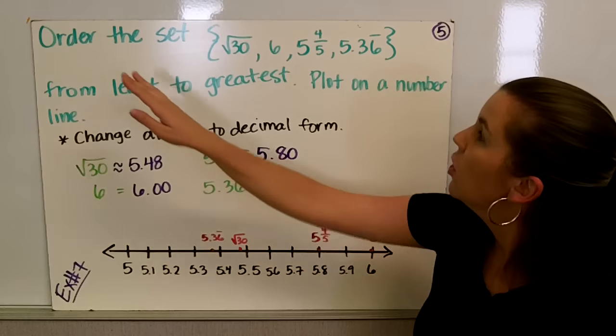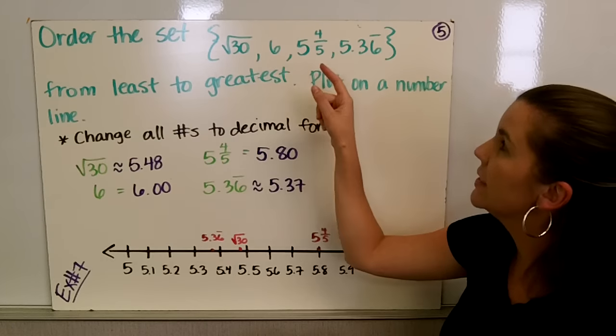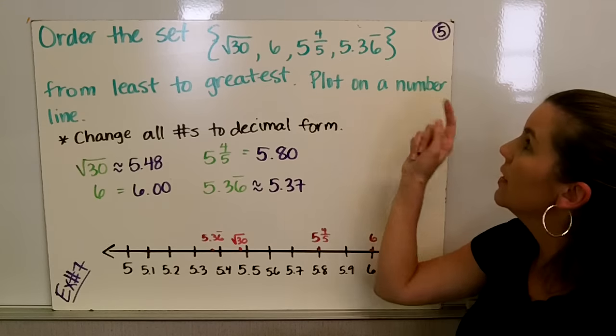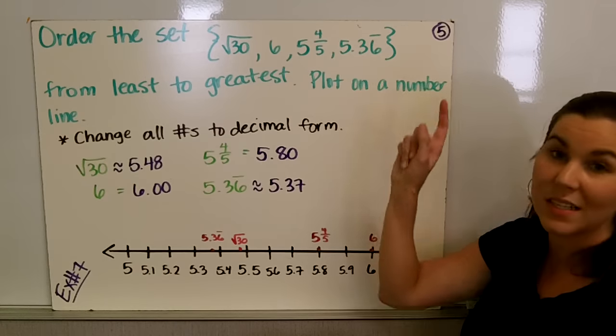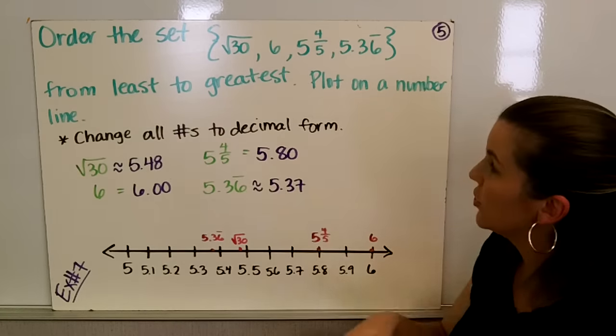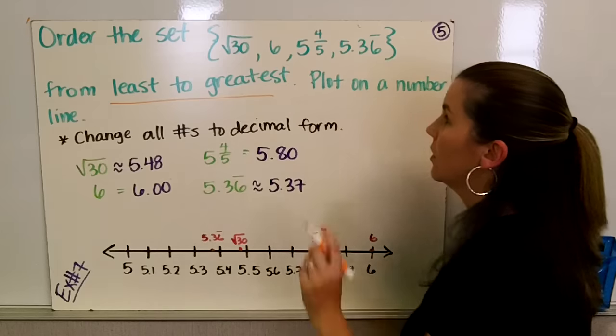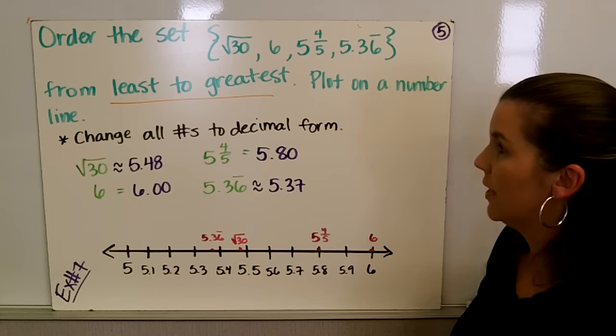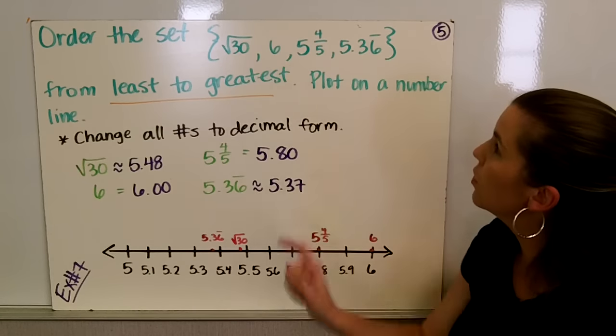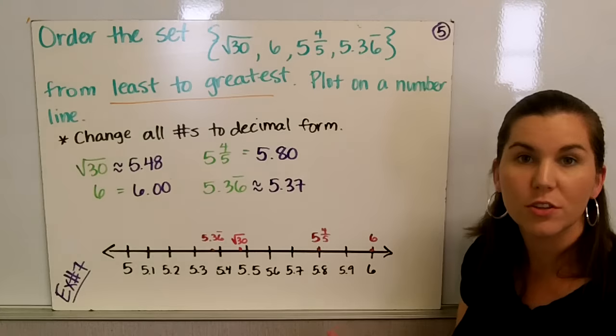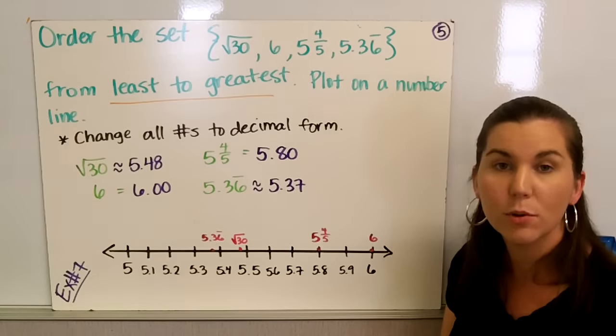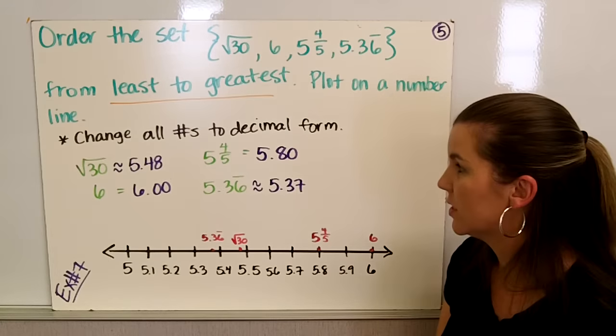Example number 7. Order the set. The square root of 30, 6, 5 and 4/5, 5.3 with the 6 repeating. From least to greatest. And plot them on a number line. You want to change all 4 of these numbers into decimal form so that they're easy to compare. If they're all in the same form, you can see which one's the biggest and which one's the smallest.